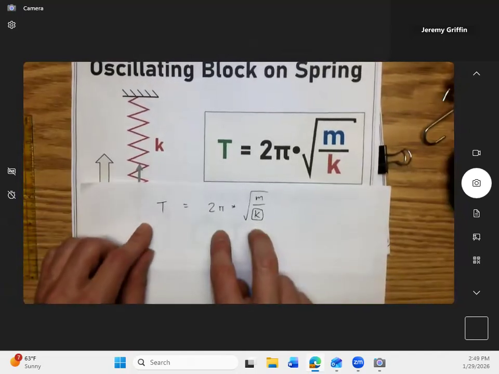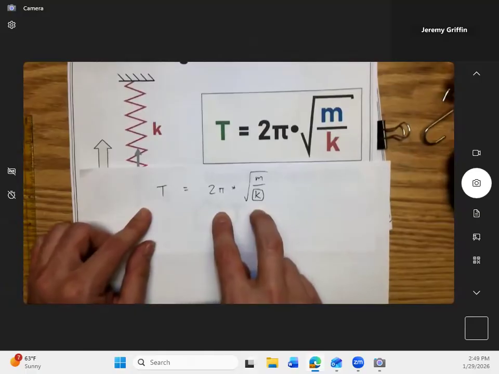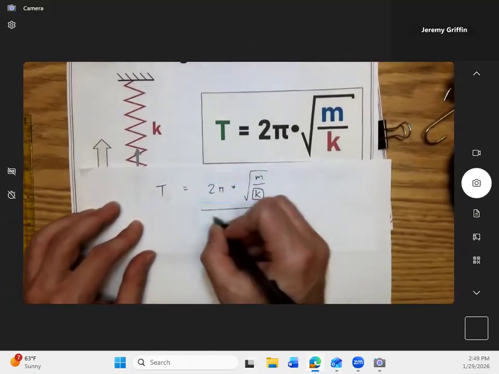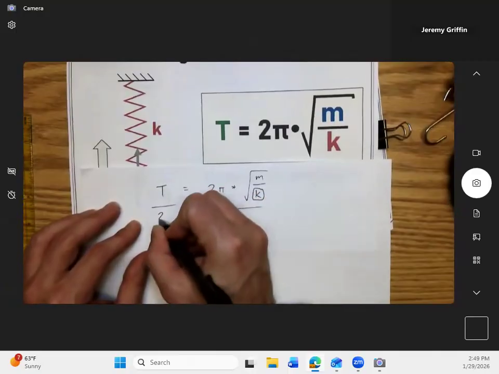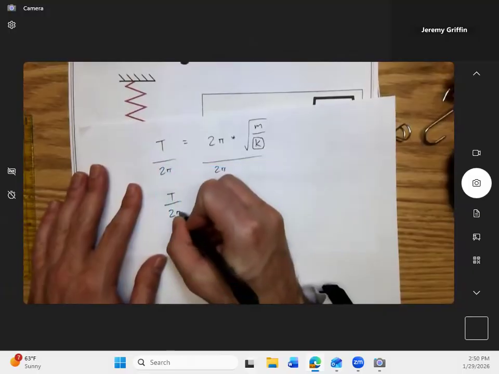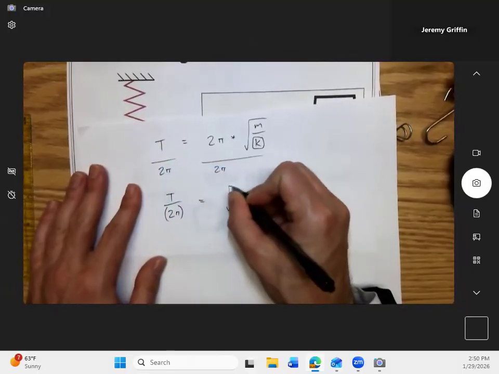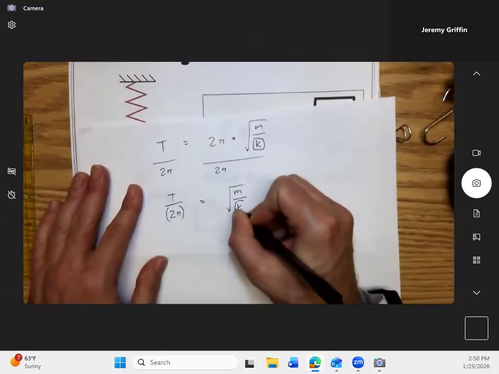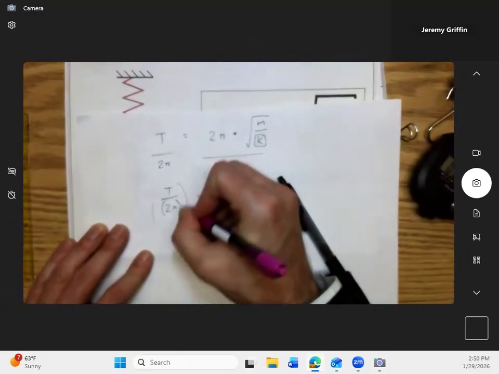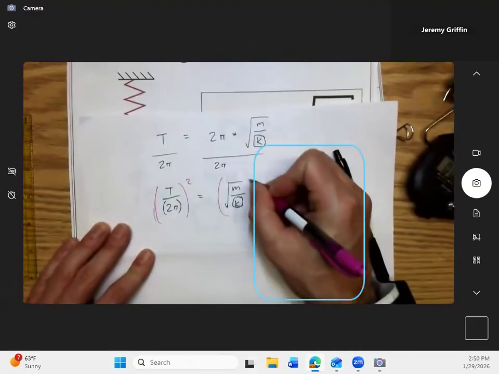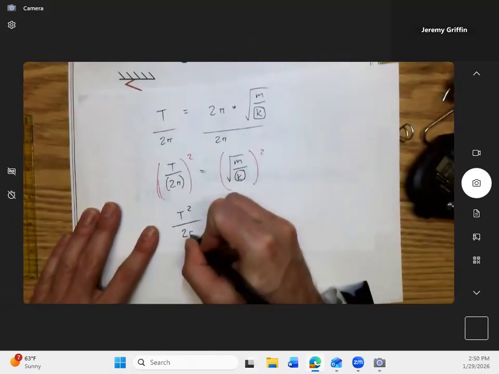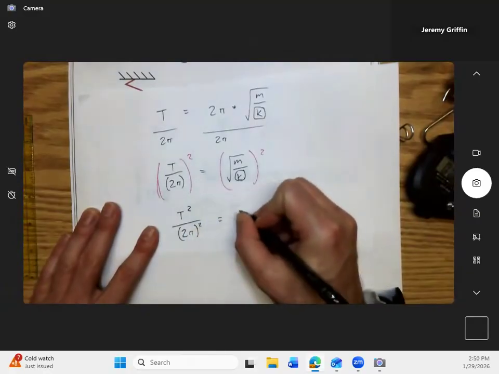And so let's do some algebra. What's the first algebra step I should do? Divide by 2 pi? Yeah, you can divide everything by 2 pi. That gives you T over 2 pi is equal to the square root of m over k. What's a good next step? Yeah, square both sides. See, if I square both sides, it gets rid of the root. So that's T squared over (2 pi) squared is equal to m over k.